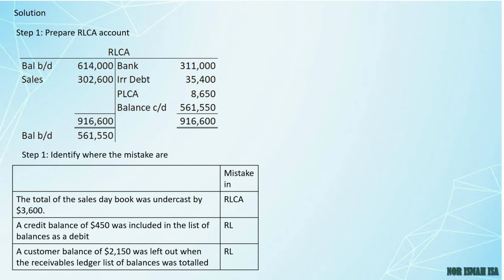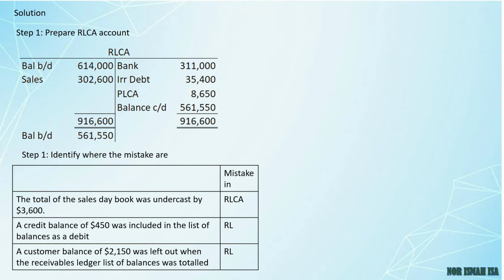As for the receivable ledger control account, it remains a correct figure. Same goes for the third mistake, which is a customer balance of 2,150 that was left out from the receivable ledger list of balances total. So a customer with the amount of 2,150 has been omitted from the list.